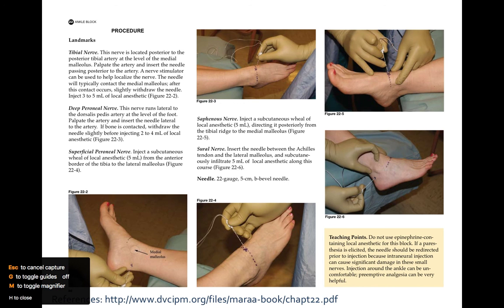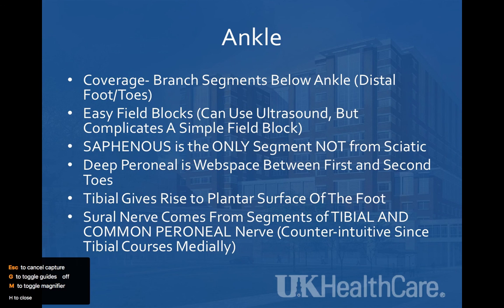So this is a picture taken from a website indicated on the bottom of the slide. This is the military regional anesthesia book that I like to teach our residents from. It's like cliff notes of regional anesthesia. So of those 5 nerves of the foot and ankle, this is kind of the run-through. If you guys want to pause the podcast and read these more in depth, it gives you the insertion points and where you're going to be approaching all of these nerves. And so ankle blocks are largely for coverage of the branch segments below the ankle, distal foot, toe amputations.